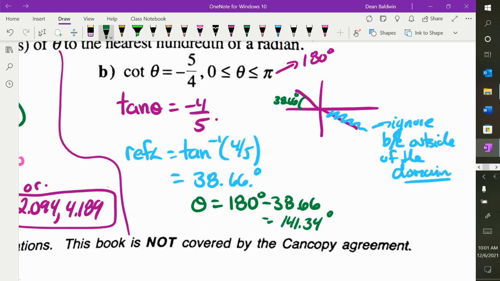No. What do I have to do? Convert to rads. How do you convert to rads, especially if it's an ugly one like this? Times pi over 180 is 2.47. Something close to that. Is that right? All right. 2.47 is your answer, and the only answer because of the domain restriction. All right? Watch the domain restriction.